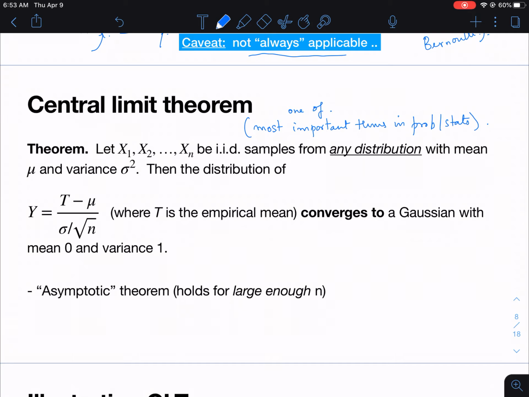And the proof of this is actually beyond the scope of this course. It involves a fair amount of work, at least if you would like to do this in general. Right, so what is the theorem?